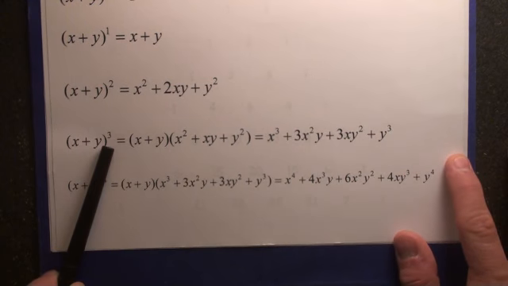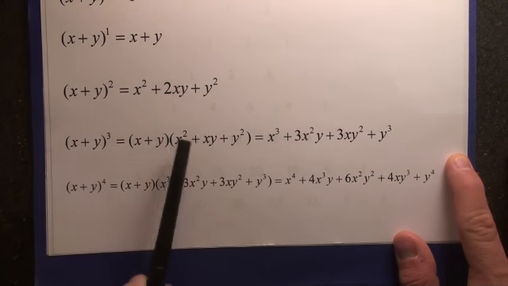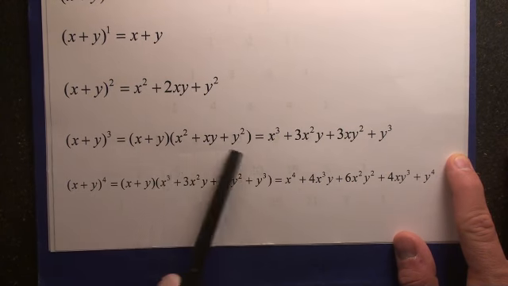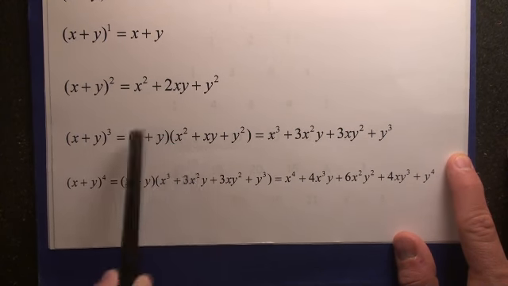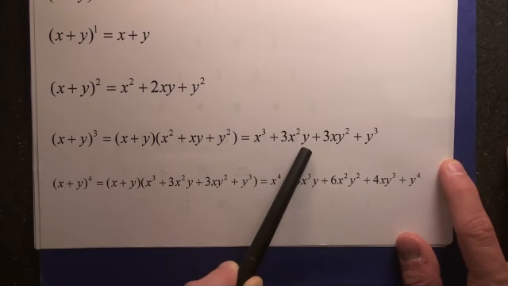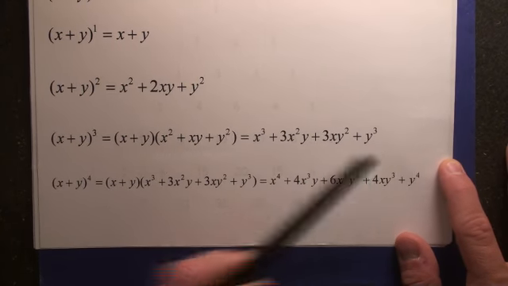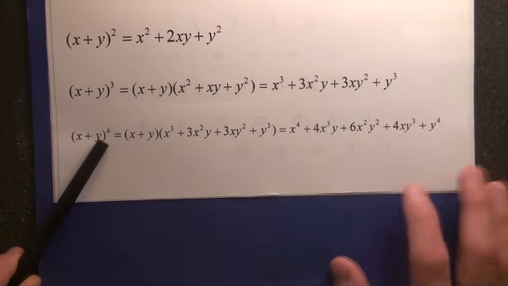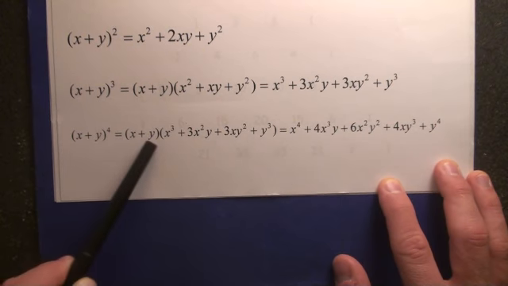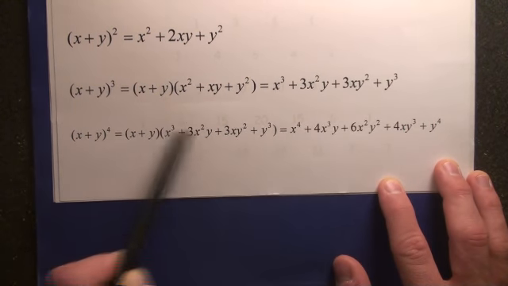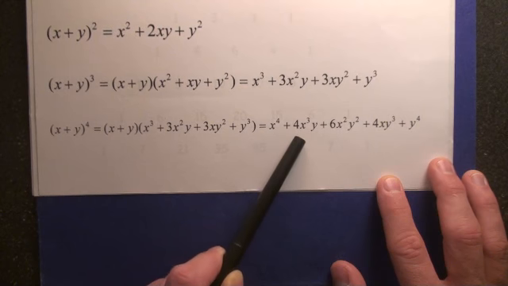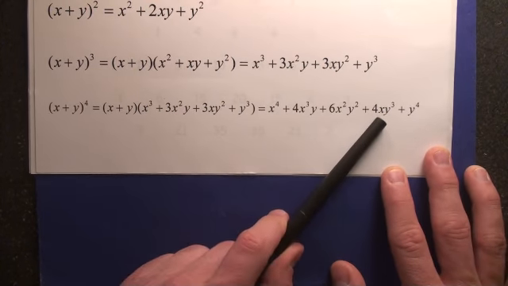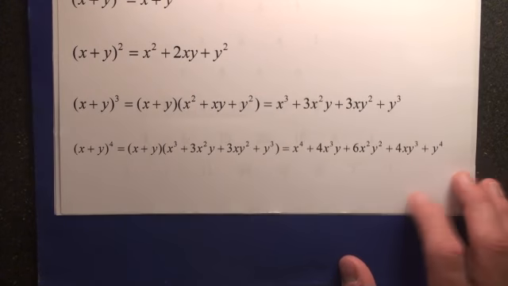X plus y to the third power is going to be x plus y times x plus y squared, right? That's this. If you were to distribute each of these and add like terms, you're going to get x cubed plus 3x squared y plus 3xy squared plus y cubed. If you did x plus y to the fourth power, you'd have x plus y times this. If you distribute x and y, add like terms, you're going to get x to the fourth plus 4x cubed y plus 6x squared y squared plus 4xy cubed plus y to the fourth.